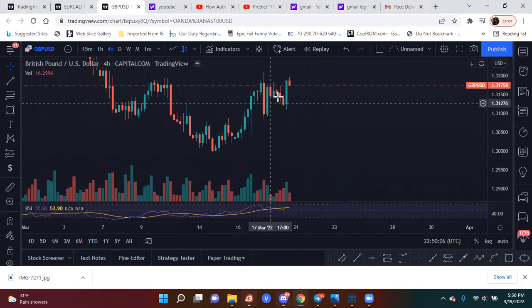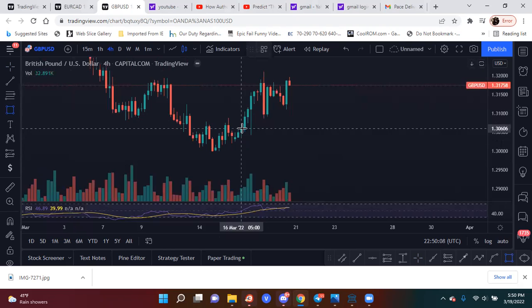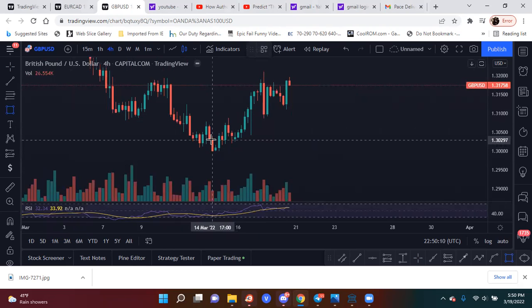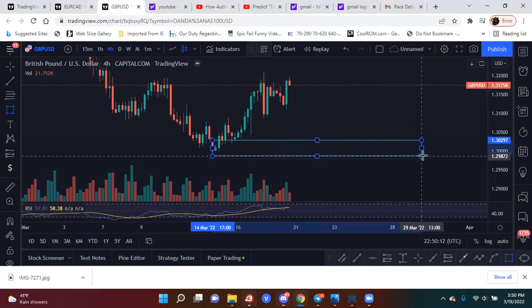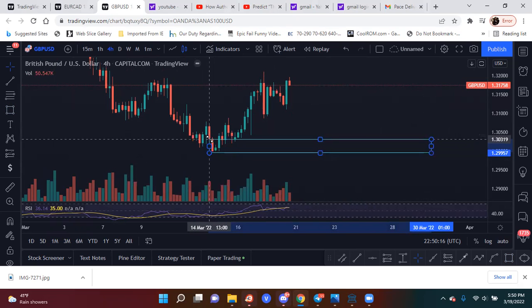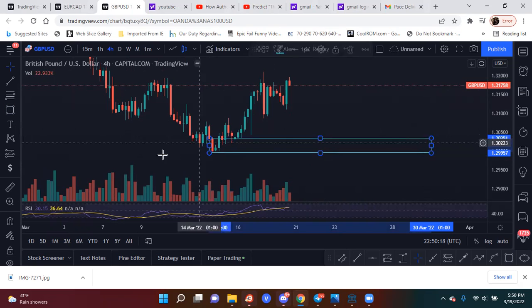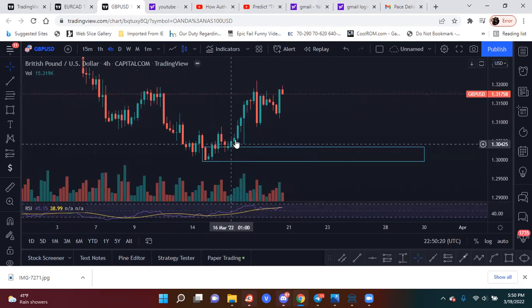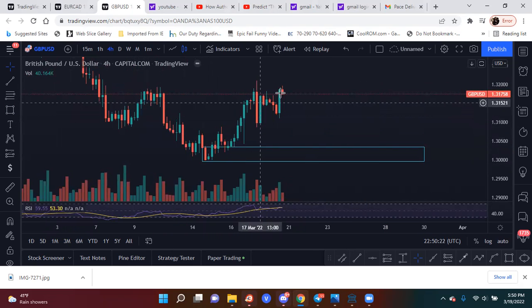So the origin of this push up came obviously from the demand zone. It's right here, this demand zone. The origin of the move came from this candle, the last red candle, the wicks. That's why it came, tapped a little bit, came back up, right?